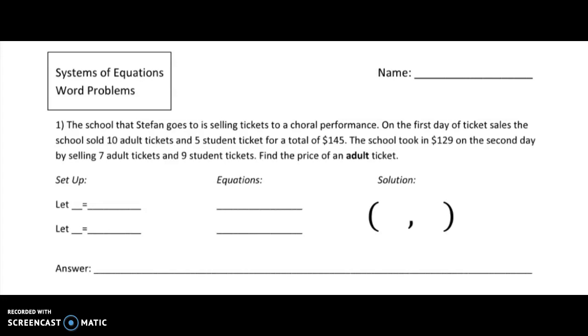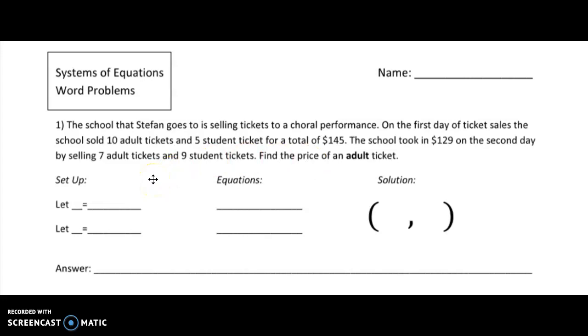In a real-world situation that can be solved by systems, you can always have two unknown variables, two things you don't know, and you will be able to set up two equations. There's always 4 steps in solving a system of equations word problems. That is to set it up, meaning tell me what are those two unknowns and what do they represent. Then we write out our two equations, our system of equations that goes with the information in our real-world problem.